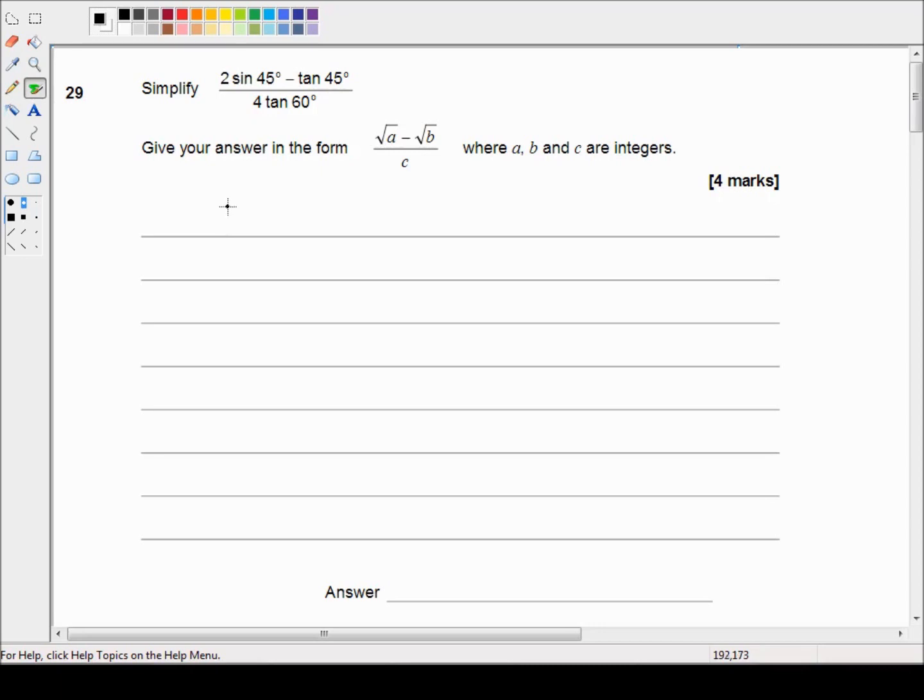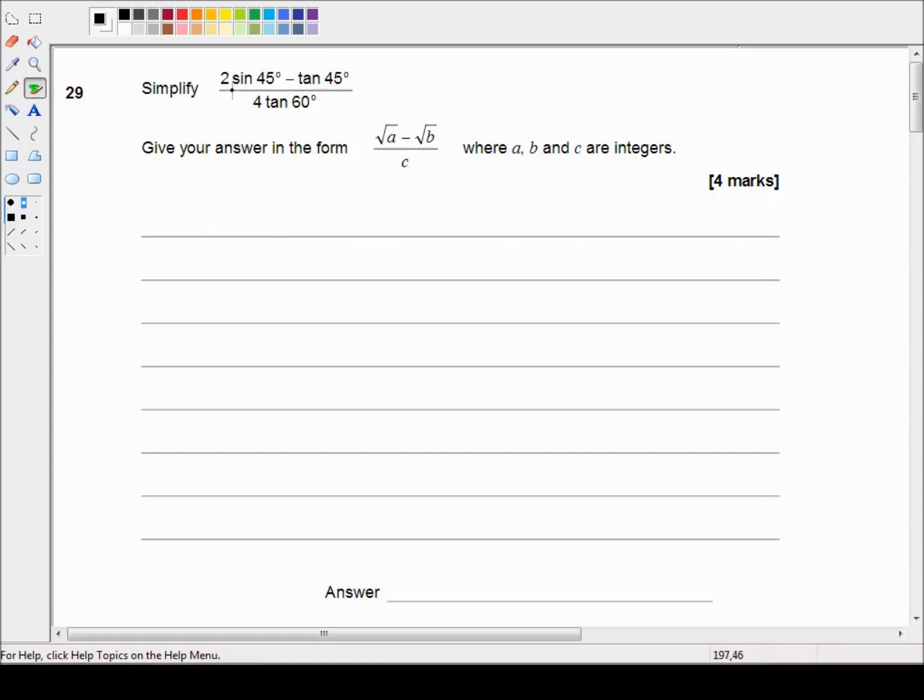Okay, so assuming that you have done your unit circle, then this is actually a fairly simple case of knowing what sine 45 degrees, tan 45 degrees and tan 60 degrees are. And then it's just a case of a bit of surds and a bit of simplification and you're away. Otherwise, this is going to take a little bit of thought.